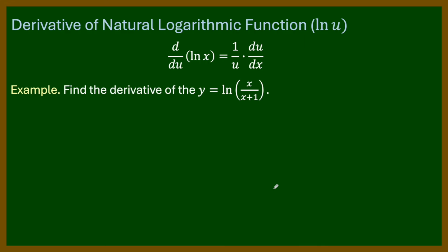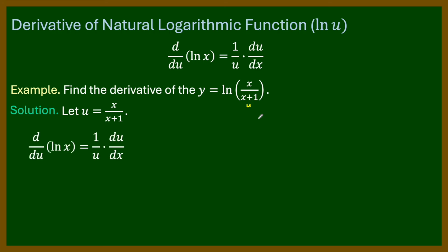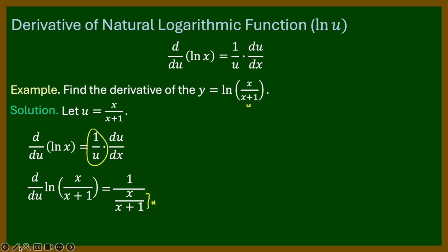Next example, what's the derivative of ln of x over x plus 1? So, this term is still our u, guys. So, we have u equals x over x plus 1. Then, apply the above formula. So, we have 1 over x over x plus 1. This is our u, don't forget. So, we satisfied the term 1 over u. Next is to differentiate the u, which is x over x plus 1.